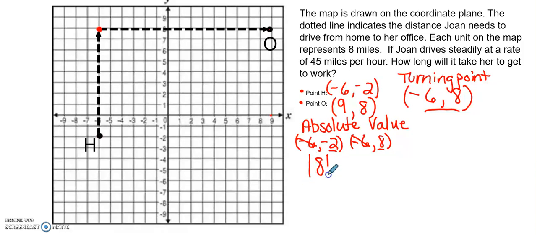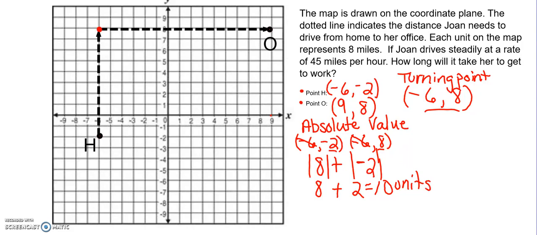The absolute value of 8 and the absolute value of -2. Recall that since I have -2 and +8, they're going to be in different quadrants. So in different quadrants, I need to add the 2 distances in order to get the distance to the x-axis, from H to the x-axis, and then from the turning point to the x-axis. So 8 plus 2 is 10. The distance between those 2 points is 10 units.